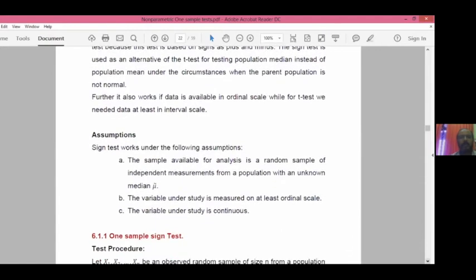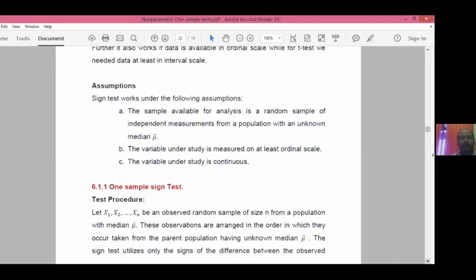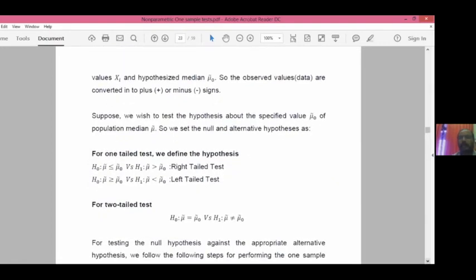What are the assumptions for performing the sign test? The sign test works under the following assumptions. The sample available for analysis is a random sample of independent measurements from a population with an unknown median, that is mu curl. The variable under study is measured on at least an ordinal scale. The variable under study is continuous. So these are the basic assumptions to perform the sign test. We must check whether these conditions are fulfilled or not before performing the sign test.